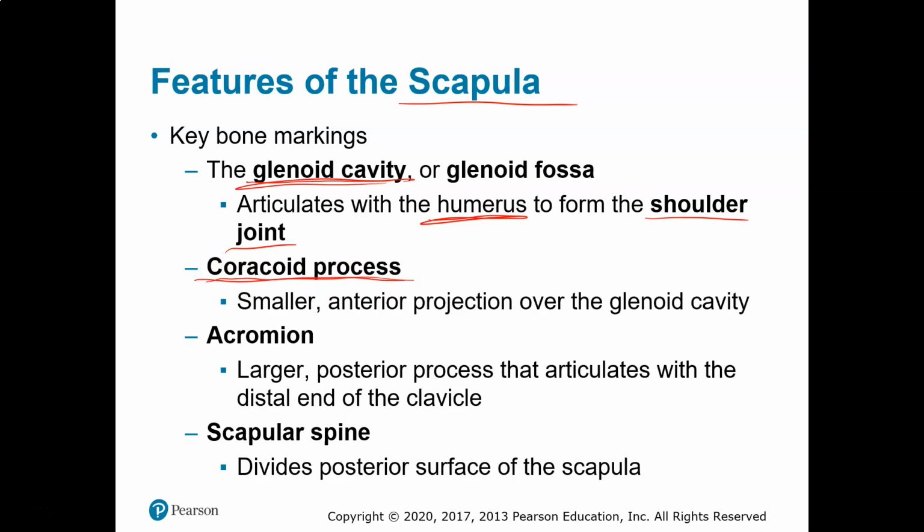it's on the anterior side, whereas the acromion is on the posterior side. But the coracoid process projects over the glenoid cavity, and then the acromion is the articulation site for the clavicle, and it is in the posterior part or the back of the scapula.